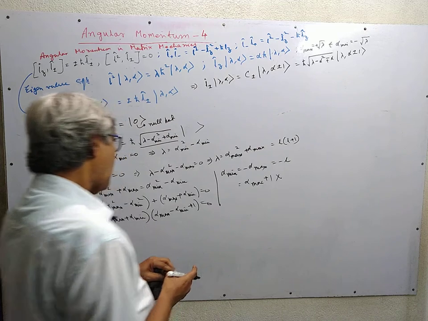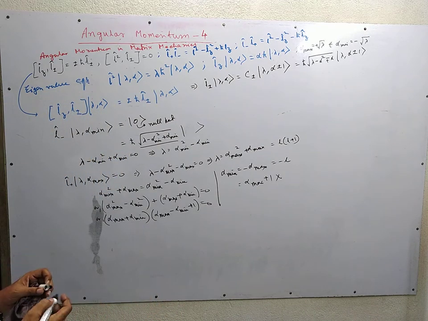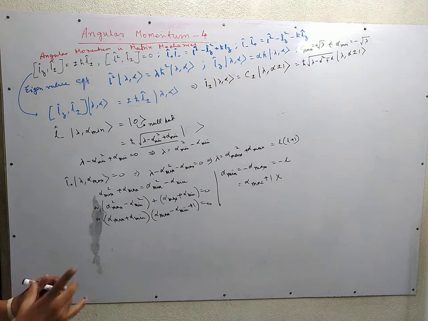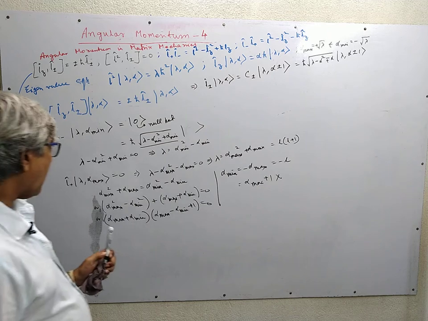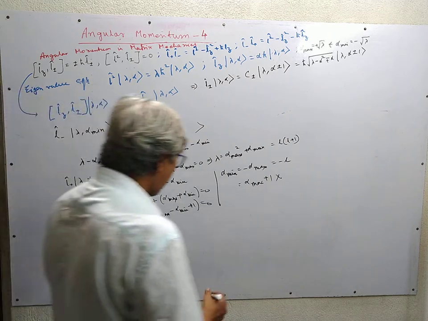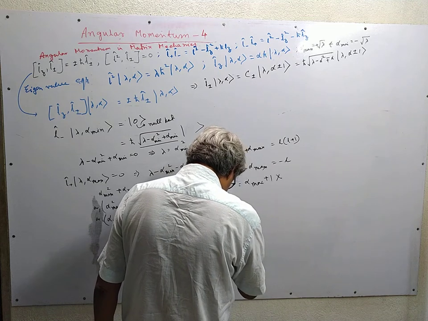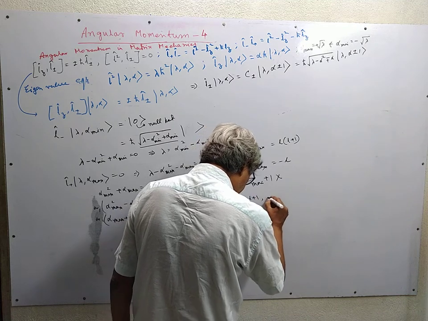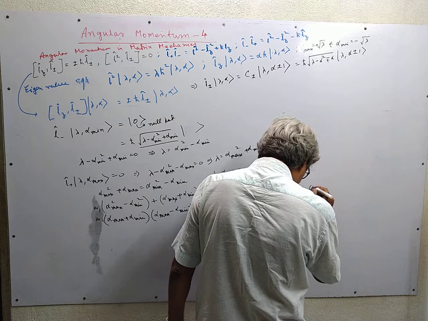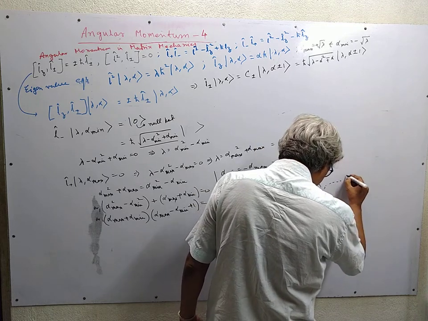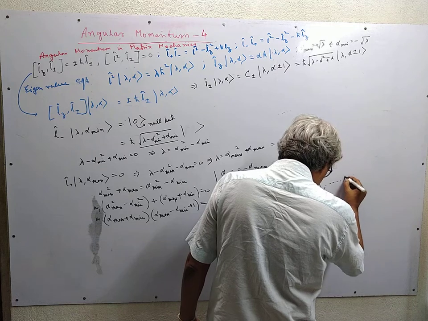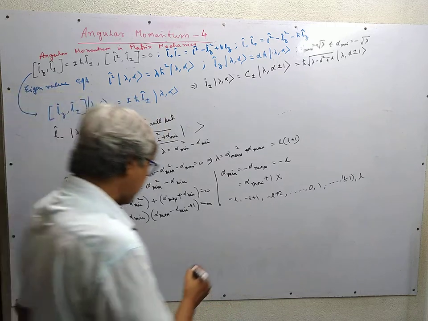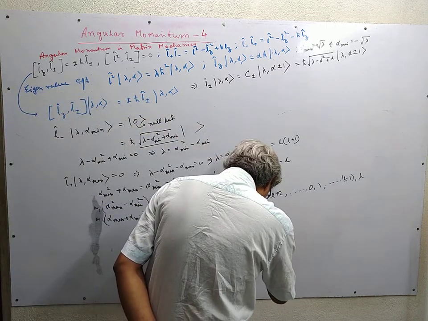We have not yet said what should be the nature of L values. Now you see that if we start with the minimum alpha value, this is minus L, then if we operate it, we get minus L plus 1, then minus L plus 2, and through this 0, 1, and ultimately we will have L minus 1 and L, a totality of 2L plus 1 values.